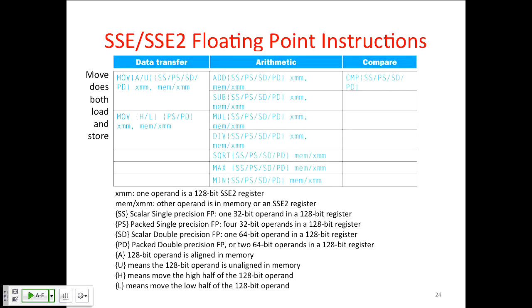So PS and PD are the packed single or packed double. SS and SD, they take a bit of explaining. So x86, before SSE came out, the way you did regular scalar floating point in x86 had a very funny organization. It had this weird organization.